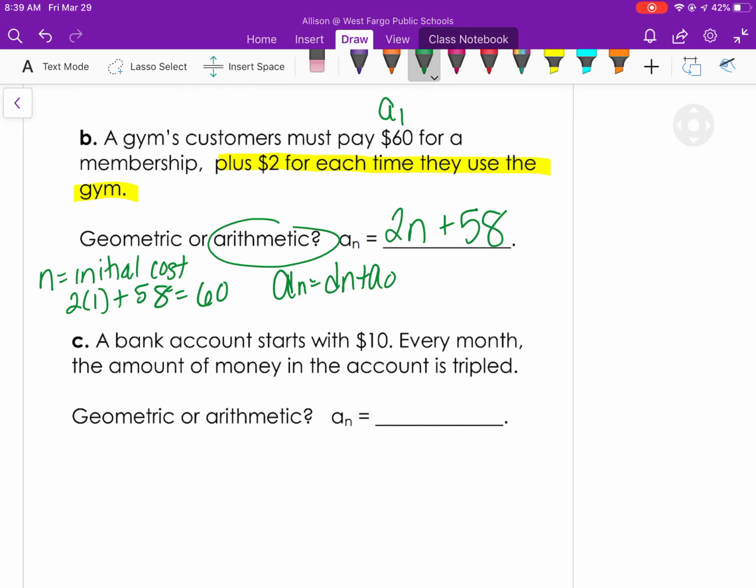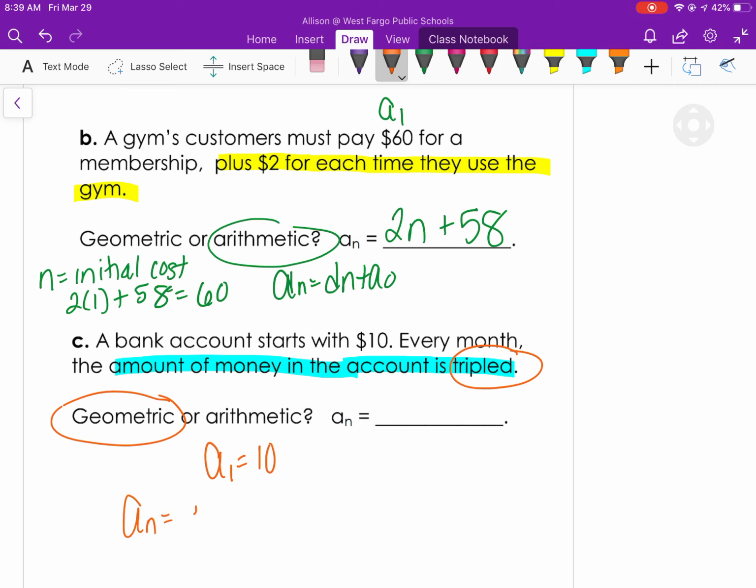Example C, a bank account starts with $10, and then every month the money in the account is tripled. Wouldn't that be nice? So since the amount is tripled, that tells me that it will be geometric. The amount in the account is going to increase 3 times every time. So it's geometric, where my original starting amount or my first term is 10.